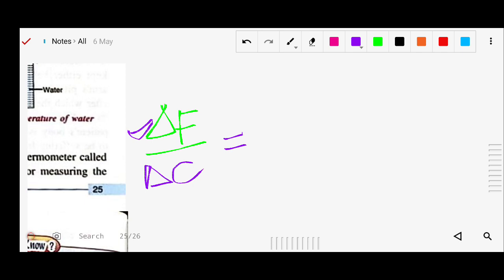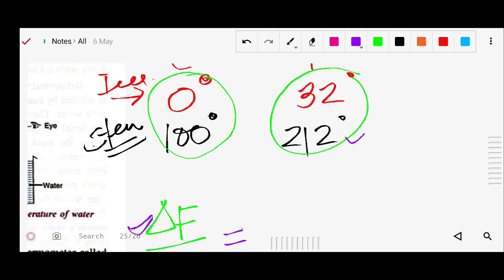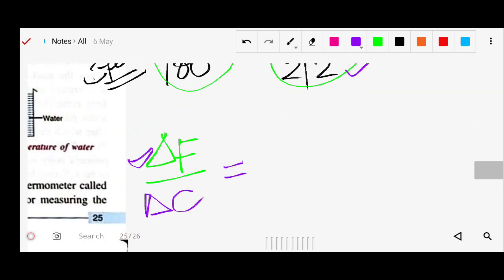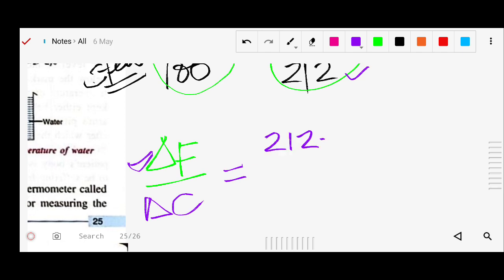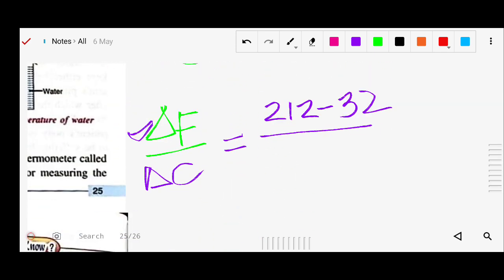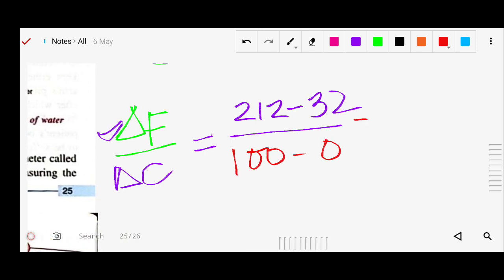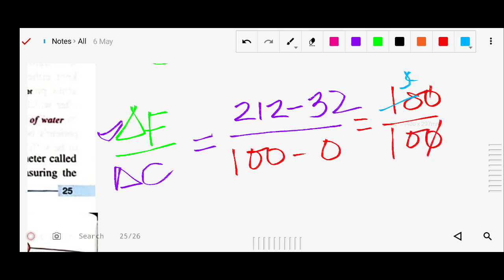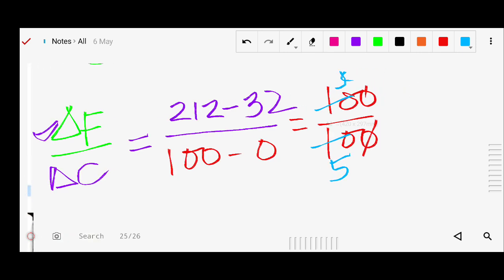Now what is the change in Fahrenheit? 212 to 32, right? So we can do 212 minus 32. And what is the change in Celsius? As you can see, the change is 0 to 100. As you know, highest minus lowest, so 100 minus 0. So this will give you 180 divided by 100. The zeros will cancel out. So 2 times 9 times 2, and this is 5 times 2. So now what did we get? 9 by 5.